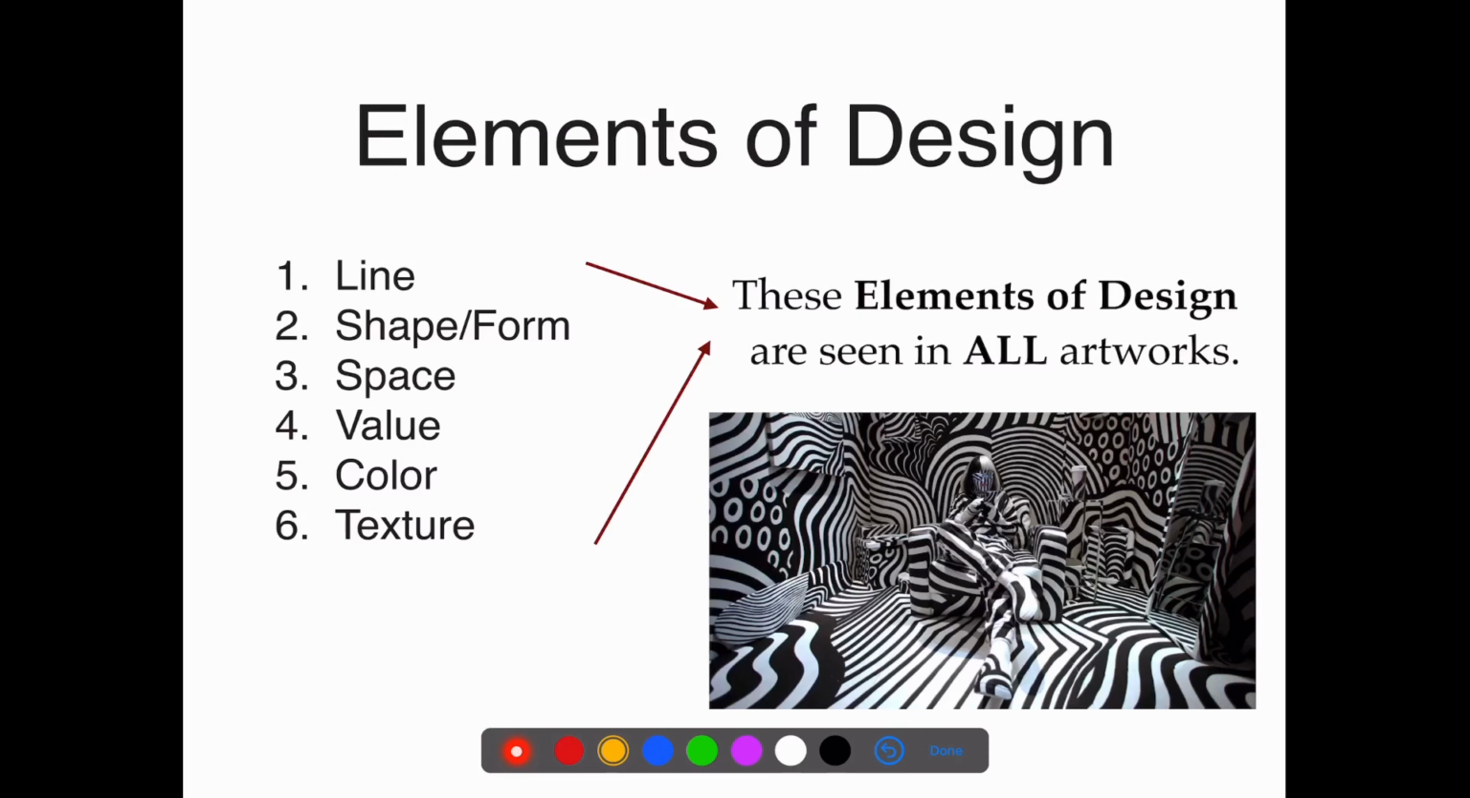Now the elements of design are the things that are seen in all artworks. Over here in this installation, we see line, we see a form of the person's body. We're seeing value in the black and white. We're also seeing color, the black and white. The texture of everything looks nice and smooth, and we're seeing space. There are objects in the space of a room. Things are overlapping, so we're seeing depth. So actually, we are seeing all of the elements of design in this one artwork.